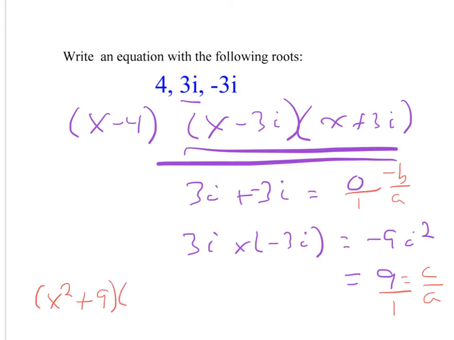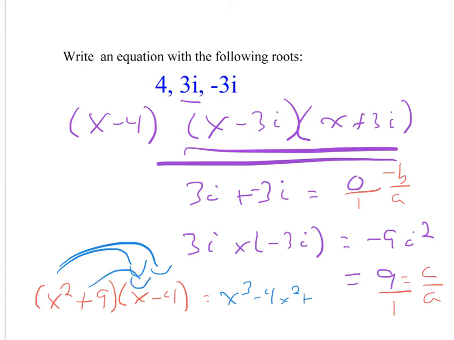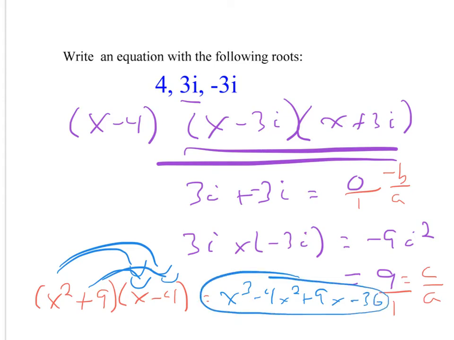I also have a factor of x minus 4. I'm now going to FOIL those out, and I'm going to get, do it in blue, x to the third minus 4x squared plus 9x minus 36. So there, running out of room here, is my equation with the following roots.